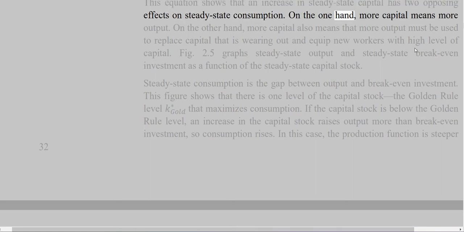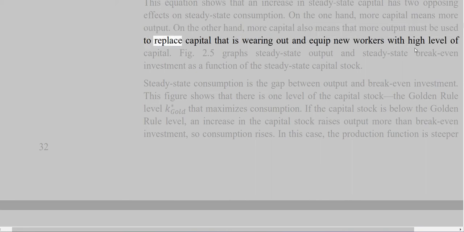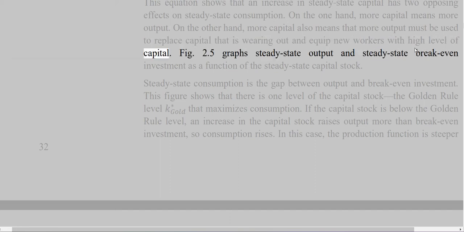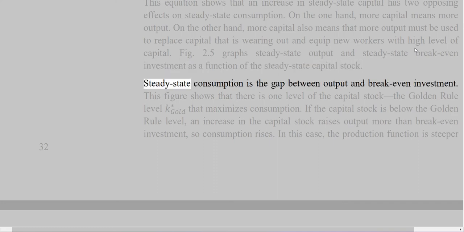On the one hand, more capital means more output. On the other hand, more capital also means that more output must be used to replace capital that is wearing out and equip new workers with a high level of capital. Figure 2.5 graphs steady-state output and steady-state break-even investment as a function of the steady-state capital stock. Steady-state consumption is the gap between output and break-even investment.